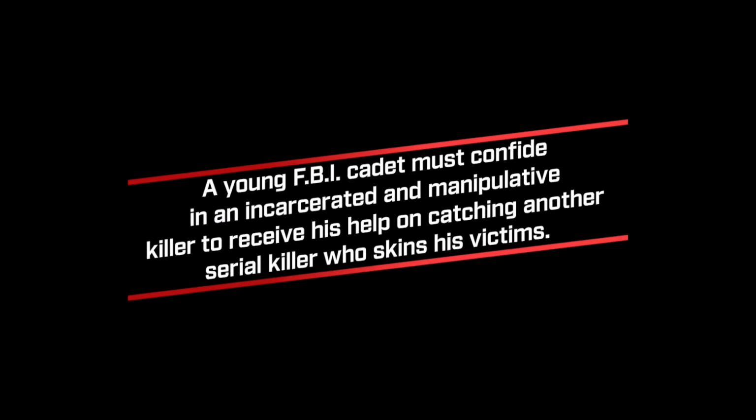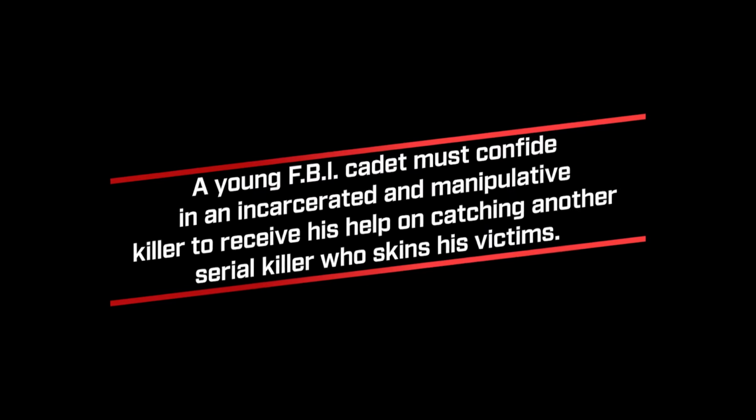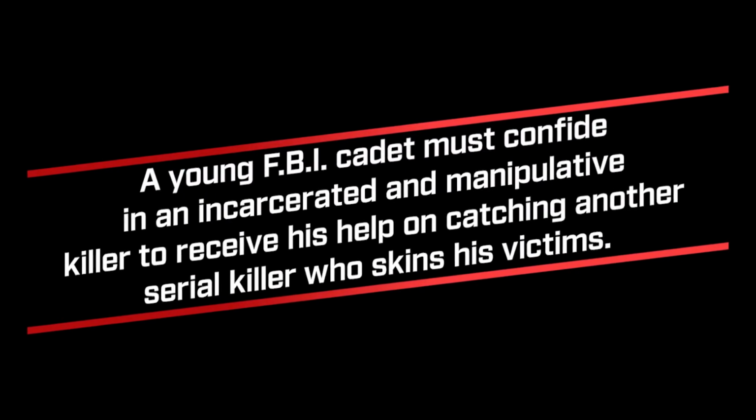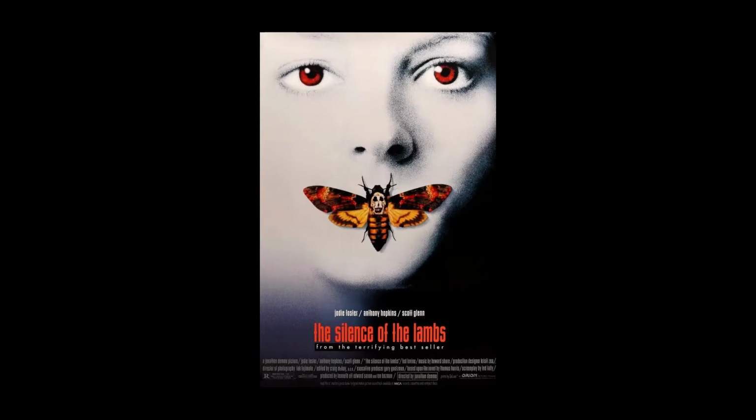This is one example. A young FBI cadet must confide in an incarcerated and manipulative killer to receive his help on catching another serial killer who skins his victims. This is a logline from The Silence of the Lambs. We can see from that short example that it can be done. We have a character, a young FBI cadet, and she wants to catch a serial killer who skins his victims. And the obstacle is a manipulative killer that she needs the help of. And the message has to be very clear with your logline, and should have those few but important ingredients.